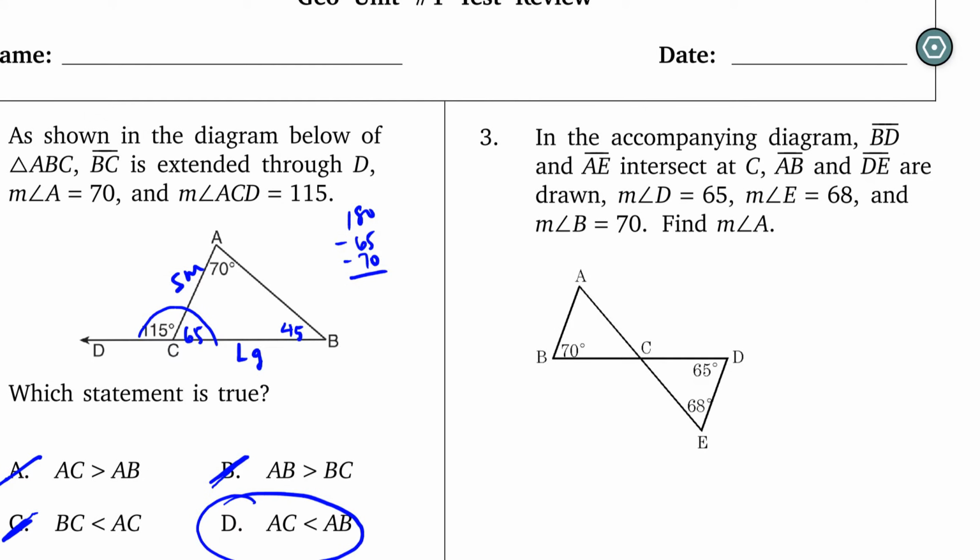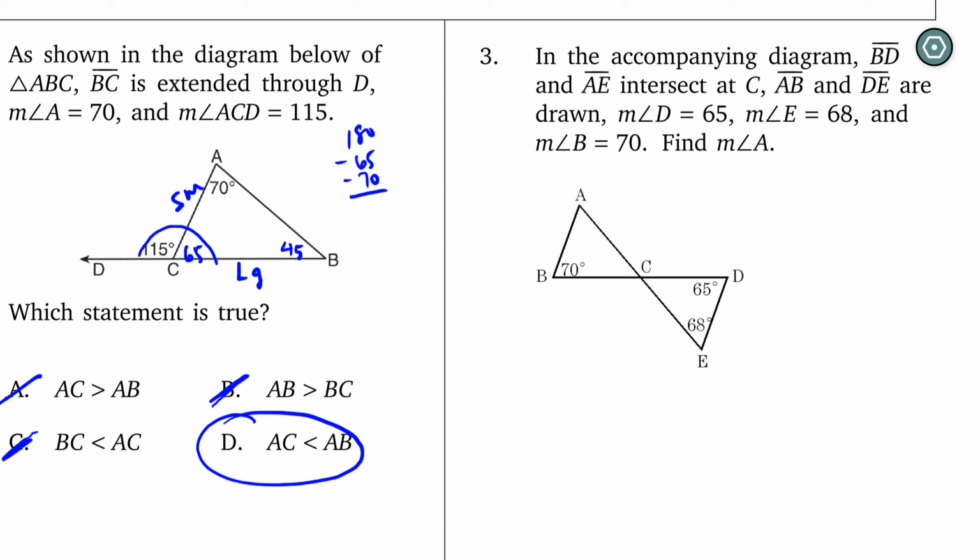For number 3, I see that we have a triangle CDE. So if I take 180 and subtract the 65 and the 68, whatever's left is going to be that third angle, angle DCE. So if I do 180 minus 65 minus 68, I get 47, which makes this angle 47. Now to find angle A, I have to do 180 minus 70 minus 47, because that's another triangle, right? Every time we see a triangle, I know it has to add up to 180, so that makes this angle of 63. So angle A is 63 degrees.